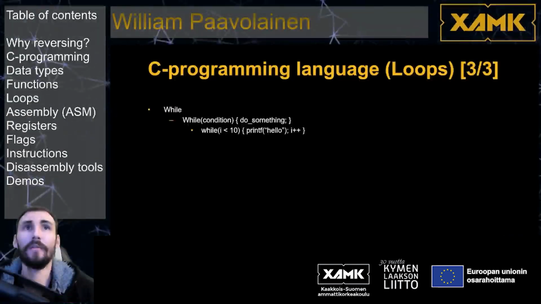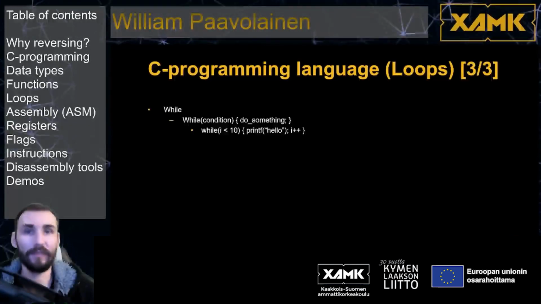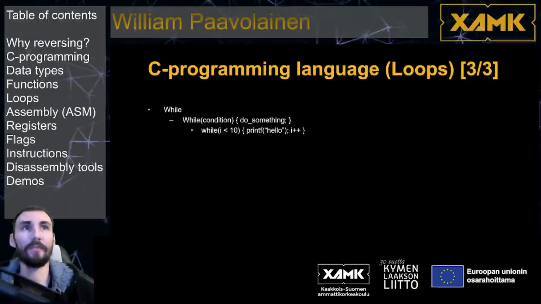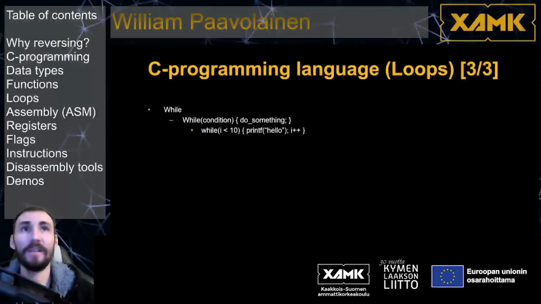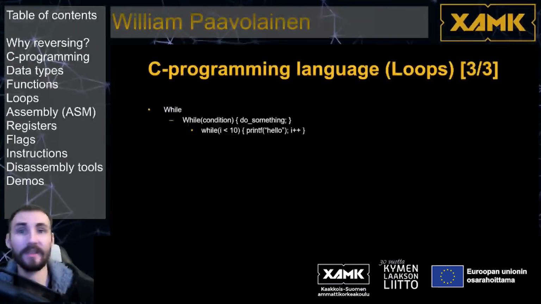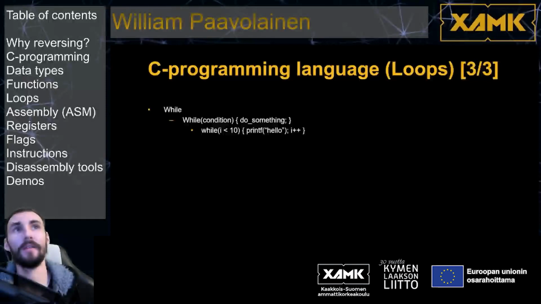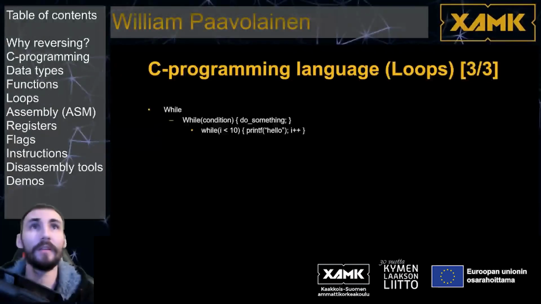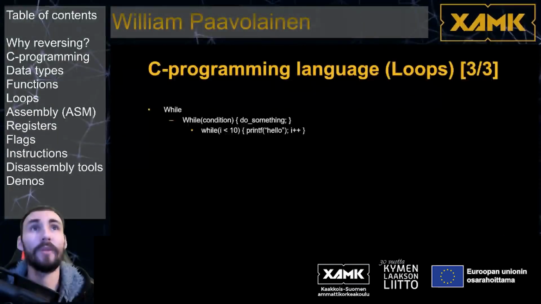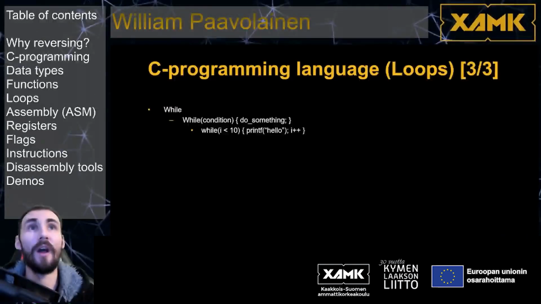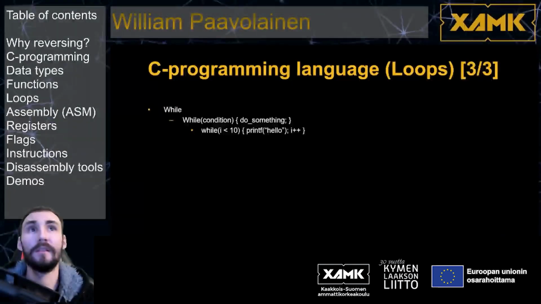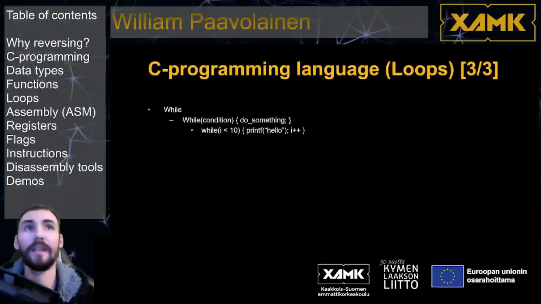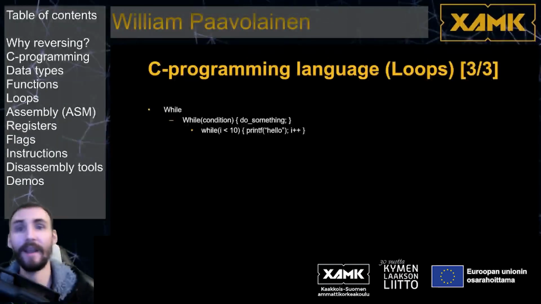While loop: we have while, then some kind of condition, and then we do something. While that condition is true, we cycle again and again and again until it's not true. So in this case, we have an example: while integer I, which has some value, but while that integer is less than 10, we print hello.